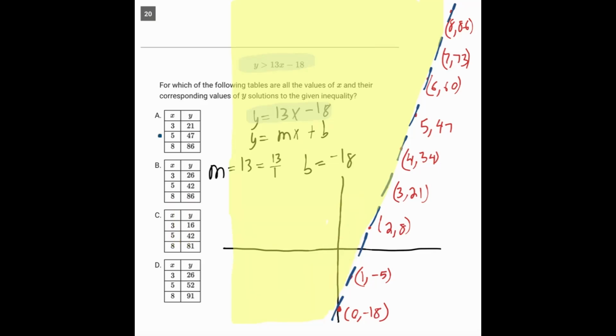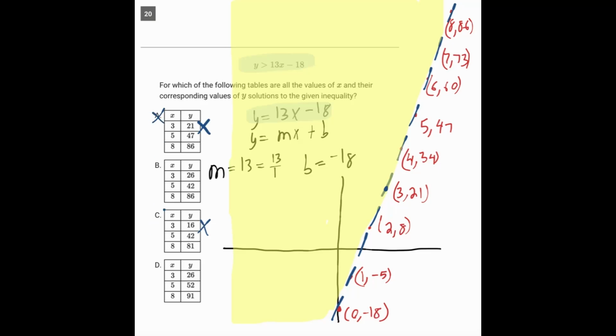Now let's look at the answer choices. A is giving us 3, comma, 21. Now, if you're greater than a certain line, you can't necessarily be on that line. So 3, 21 is out. It would have to be 3, 22, 3, 23, something that says that, yeah, we are above that line, not directly on it. Similarly, 3, 16 has to be out because that's definitely below the line. It's got the same x-coordinate, but it's below because it's got a lower height.